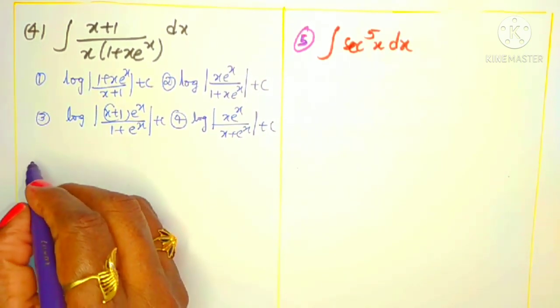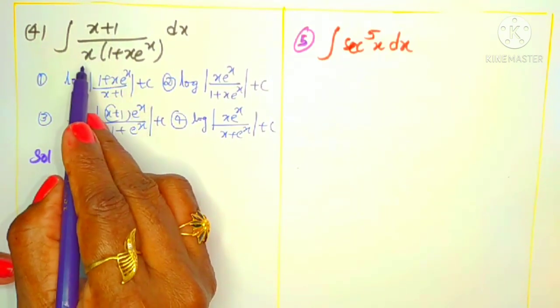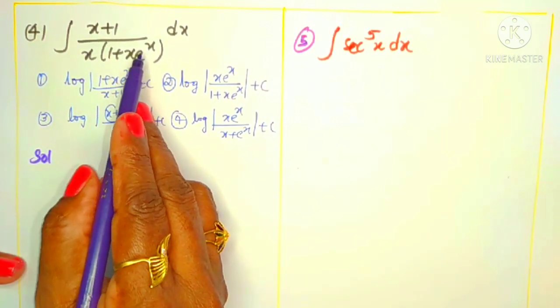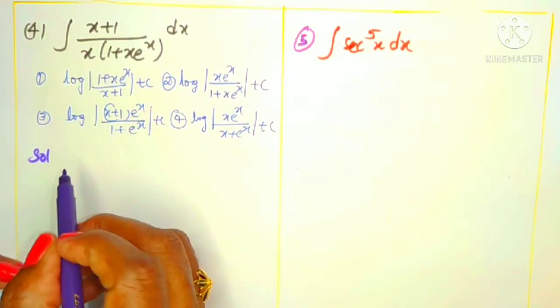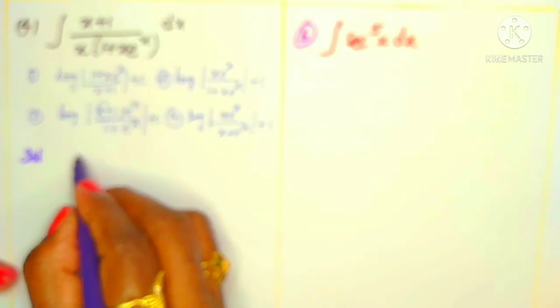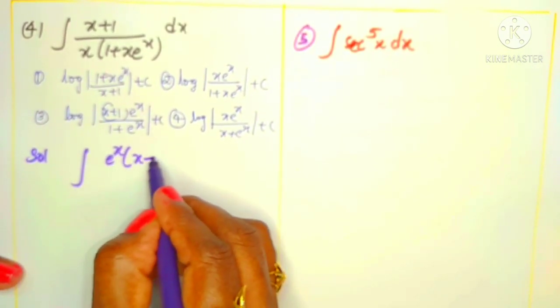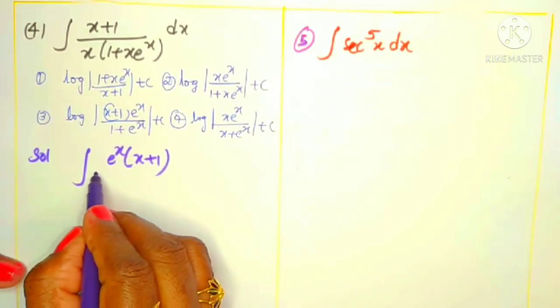Simple way I'm doing, you know. First you can concentrate, given integral of (x plus 1) by x(1 plus x e^x). To reduce into a non-integral function here, first divide and multiply with e^x. Means what, that question becomes? Multiply with e^x: (x plus 1) e^x is the numerator.